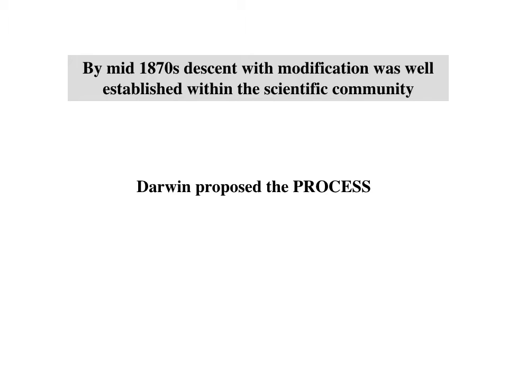So if we go back in time, by about the mid-1870s, this sort of descent with modification was fairly well established in the scientific community. I say fairly well instead of unchallenged, because there were a couple of issues that were still kind of unanswered.